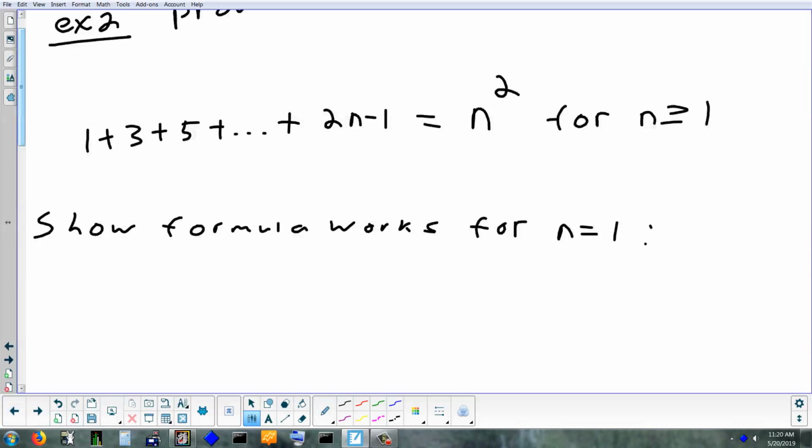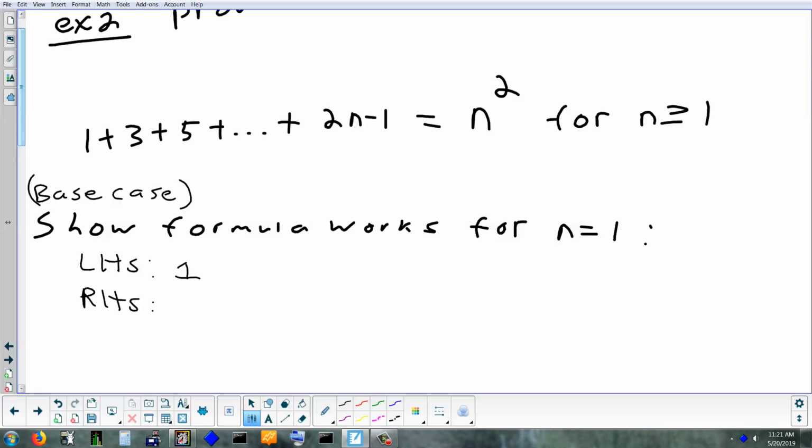Okay, so first thing we want to do is our base case. We're going to show that the formula works at least when n equals 1. So, start with your left-hand side. If you add up the first n numbers on the left, in this case 1, so just add up the first 1 numbers on the left, what do you get? 1. And it's not always 1, that's just how this one is.